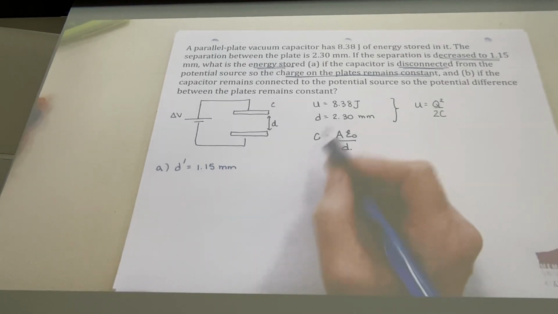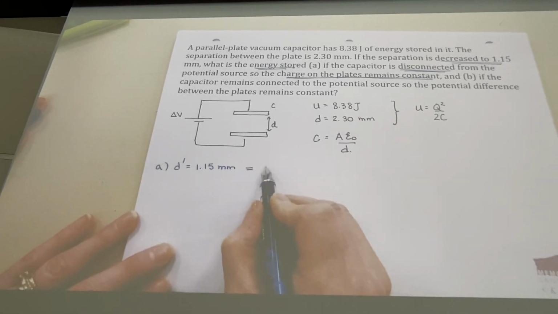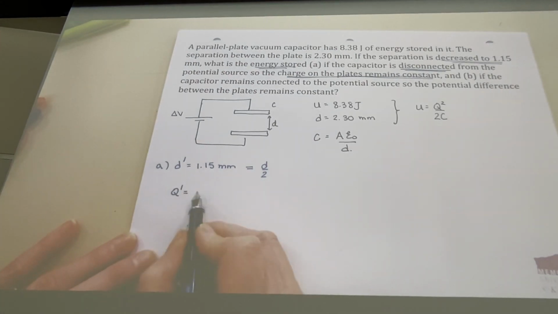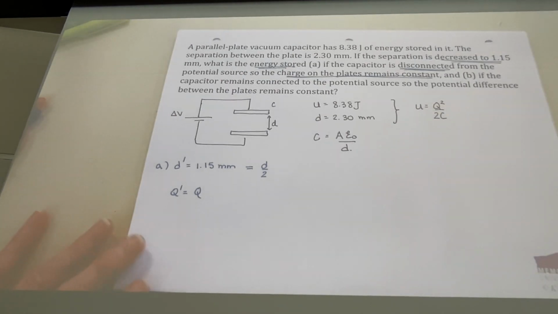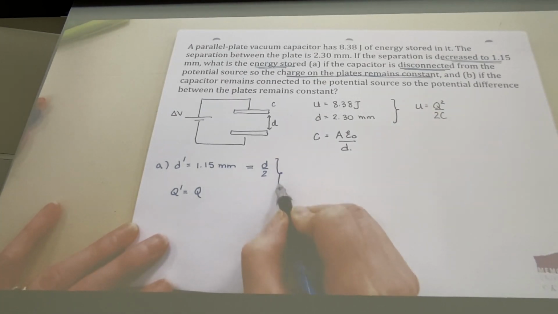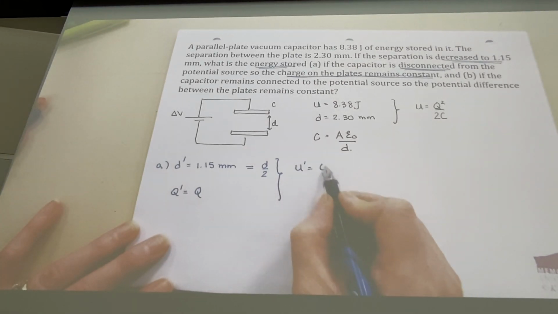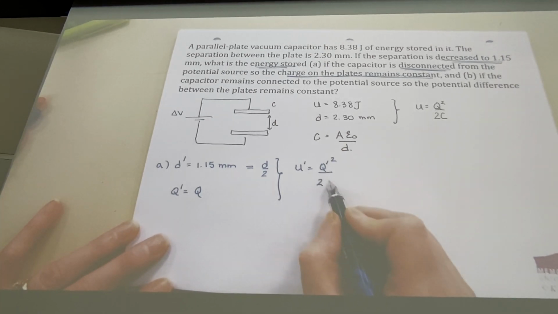Okay, so I'm going to work with symbols. If you were a numbers kind of person, you might do the whole thing in numbers, which is fine, but I'm going to stick with the symbols. So that's equal to D over 2. My new separation is half of the original. My new charge is equal to the original because the battery was disconnected. Charge is not allowed to flow. So now I'm tasked with finding my new potential energy. My new energy, U prime, is my new charge squared divided by twice my new capacitance.